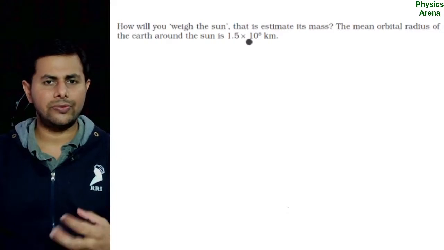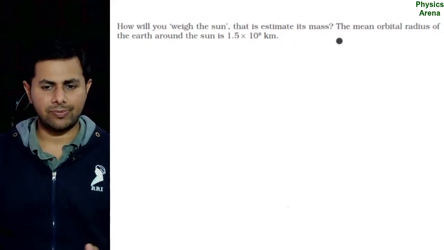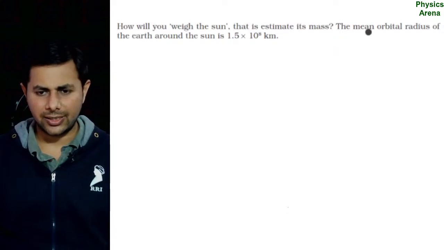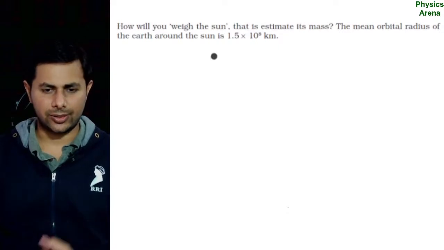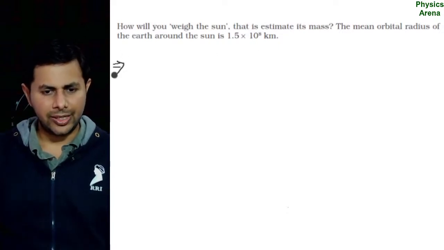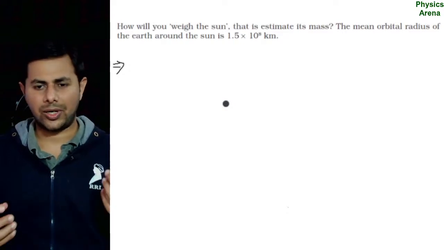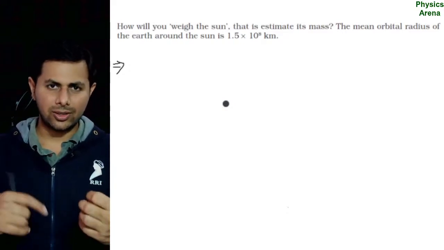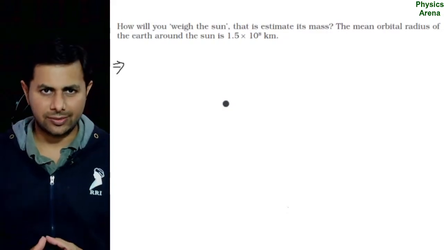And there is another problem. How will you weigh the Sun? That is, estimate its mass. This is from NCERT, I guess. The mean radius of the Earth's orbit around the Sun is 1.5 into 10 raised to 8 kilometers. So again, the mean radius is given, and what else do we know for Earth and Sun? Earth orbits around the Sun in 365 days.